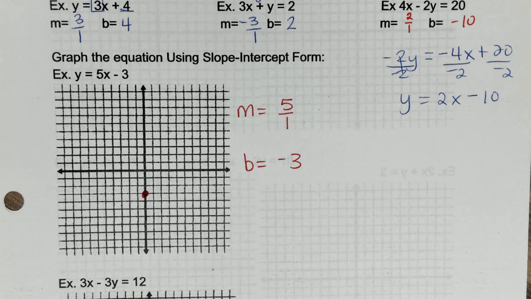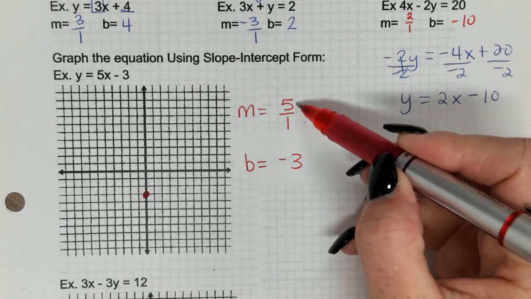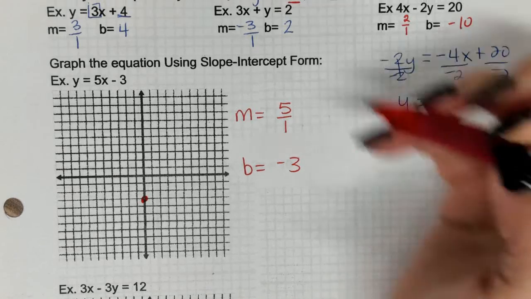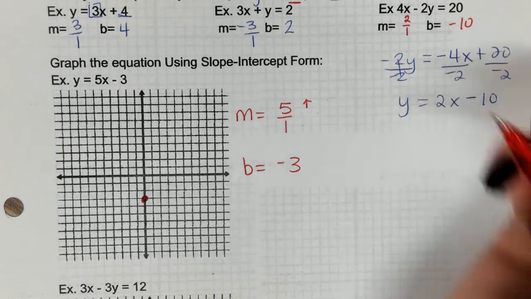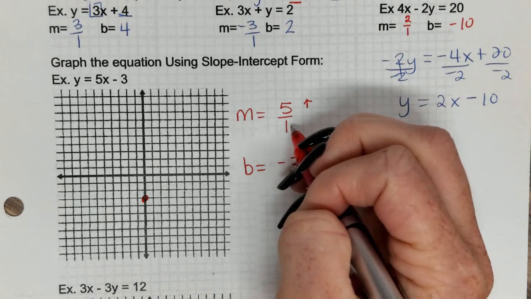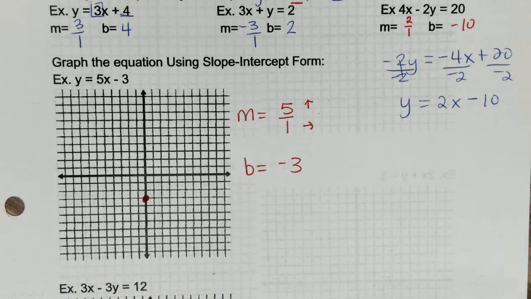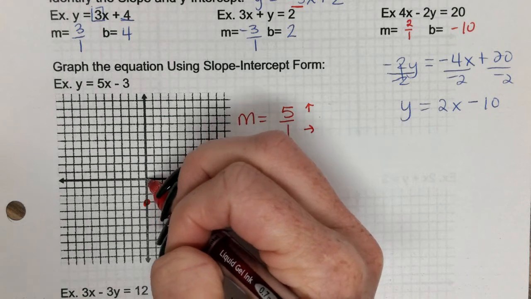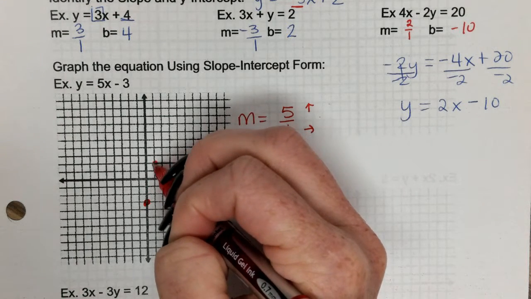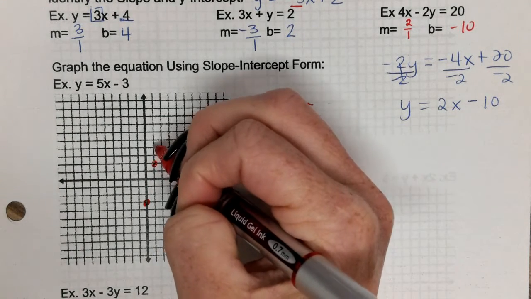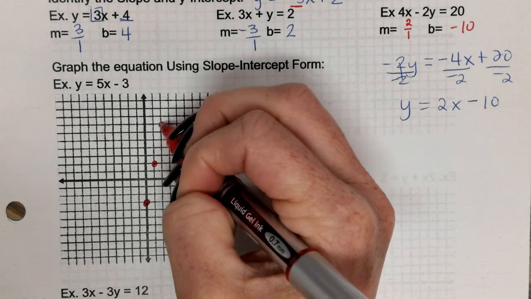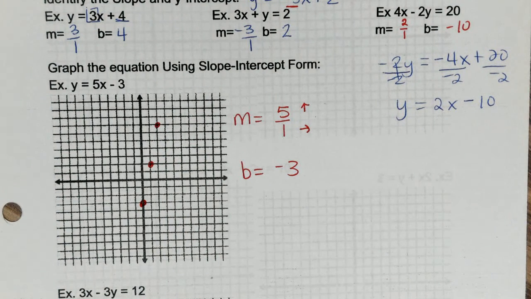Now I'm going to rise up or down. Up 5 because it's positive, and then I'm going to run 1 to the right. And I'm going to put a dot. So up 5, 1, 2, 3, 4, 5, right 1. Can I do it again? Up 1, 2, 3, 4, 5, right 1. You need at least 3 dots on your graph.